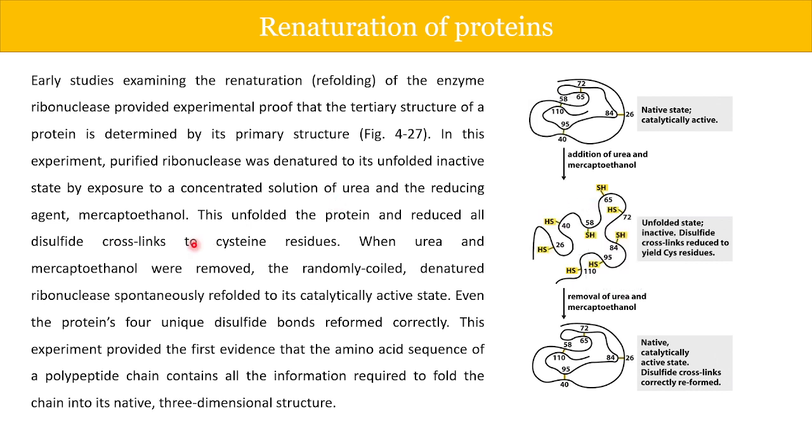Okay, so the unfolded proteins had their disulfide cross linkages reduced at the cysteine residues, and when urea and mercaptoethanol were removed, the randomly coiled denatured ribonuclease spontaneously refolded to its catalytically active state. Even the protein's 4 unique disulfide bonds reformed correctly. This experiment provided the first evidence that the amino acid sequence of the polypeptide chain contains all the information required to fold the chain into its native three-dimensional structure.